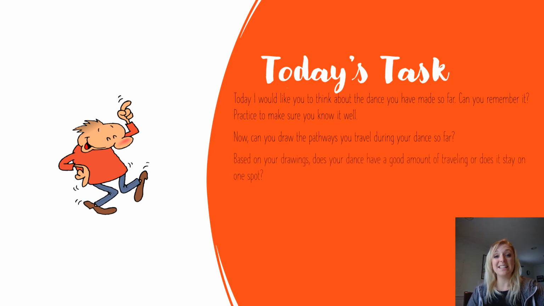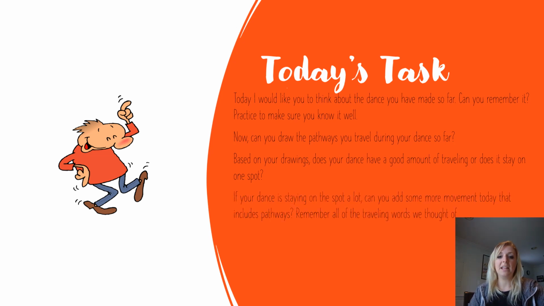Based on your drawings, like I've just done, does your dance have a good amount of travelling at the moment, or does it stay on one spot a lot? If your dance is staying on the spot a lot, could you add some more movement today that includes pathways? Remember all of the travelling words we thought of, so you don't just have to do boring old walks. You could march and skip and leap and jump to try and fill your stage.